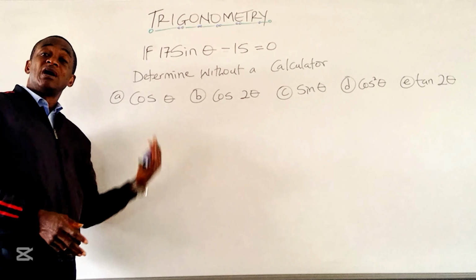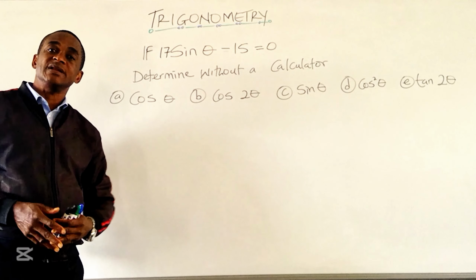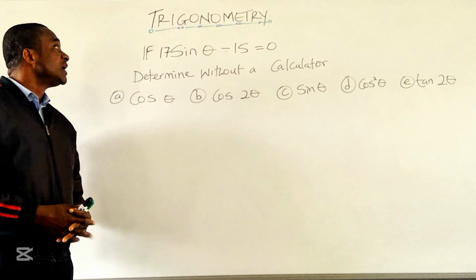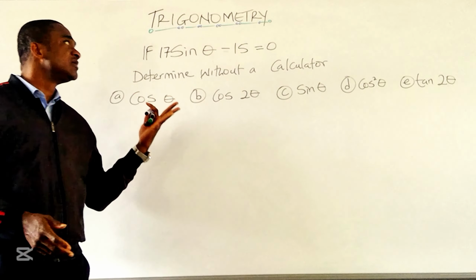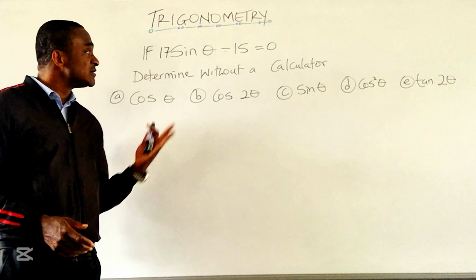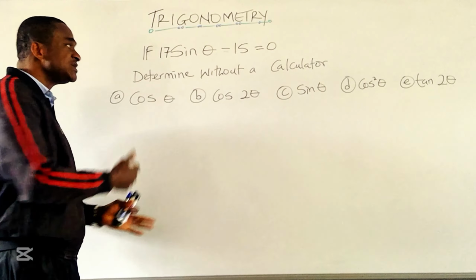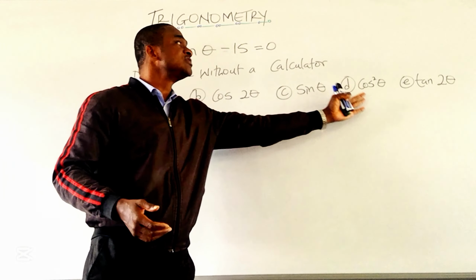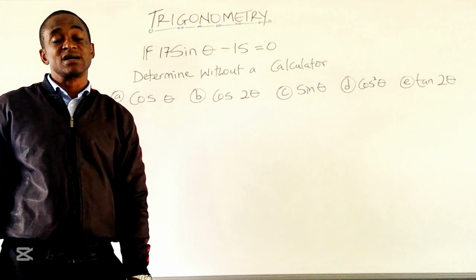We are going to have a look at a trigonometry problem here as it involves grade 11 and grade 12. Here we have a problem. They are asking us, if 17 sine of theta minus 15 is equal to 0, that we should determine the value of cos theta, cos 2 theta, sin theta, cos square theta, and tan of 2 theta without using a calculator.